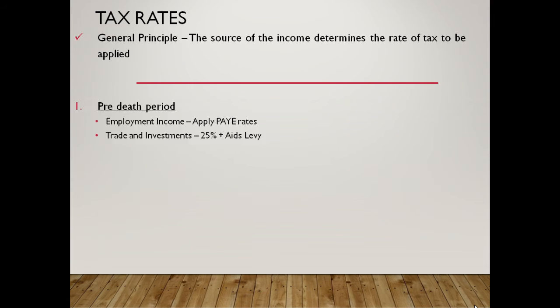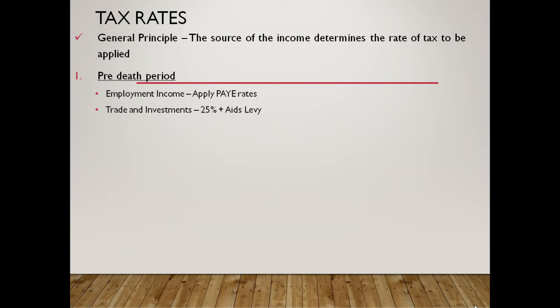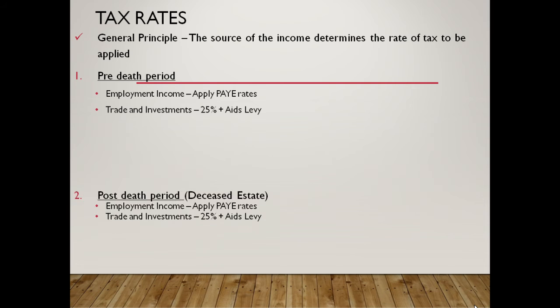What about the tax rates? The general principle says the source of the income determines the rate of tax to be applied. So if it is investment income, we know that in 2021, from 2020, the rate was revised to 24% plus AIDS levy. If it is employment income, then we just apply the tax tables.